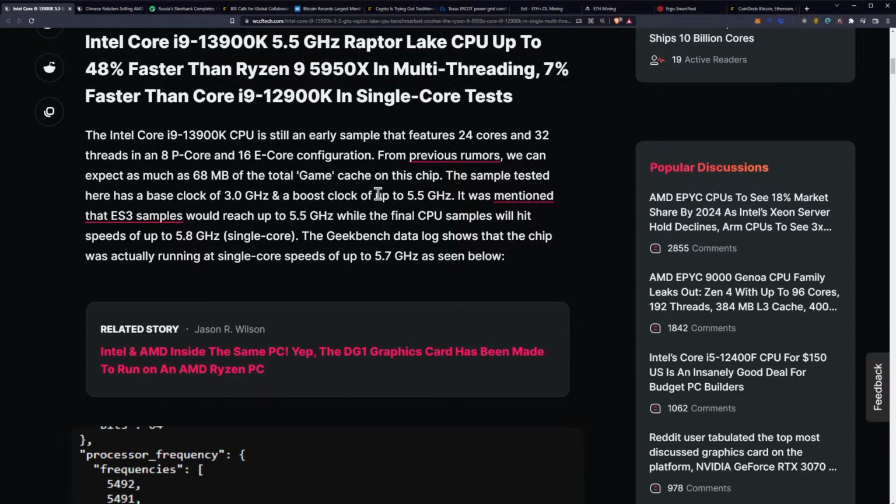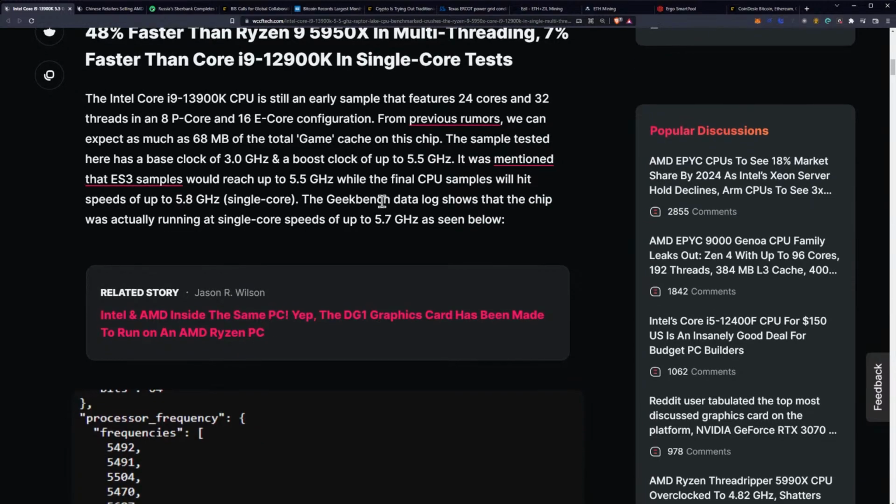From previous rumors, we can expect 32 threads total, but 24 physical cores, right? So because of the 16 E cores. So that's right, I explained it correctly. From previous rumors, we can expect as much as 68 megabytes of total game cache on this chip. The sample tested here has a base clock of 3 gigahertz and a boost clock of up to 5.5 gigahertz.